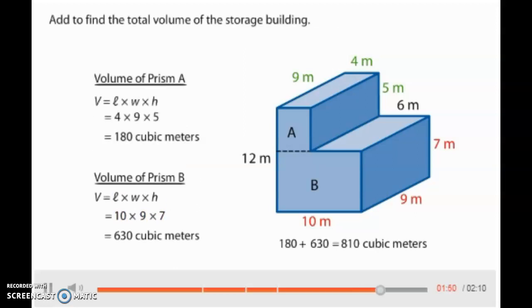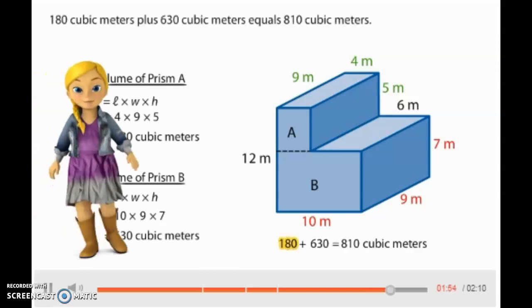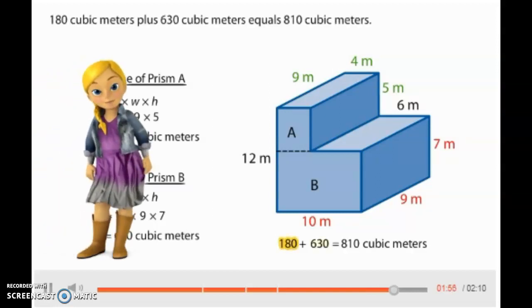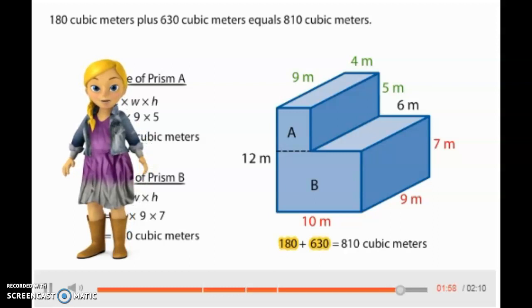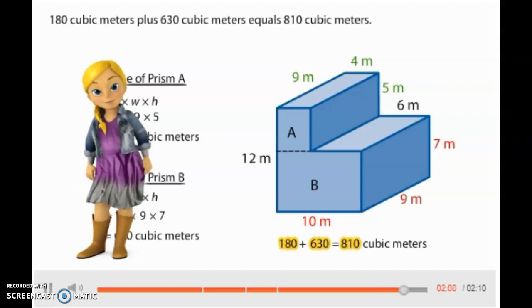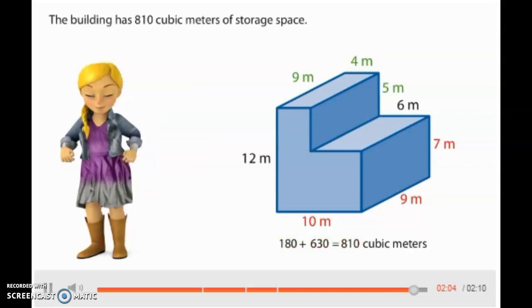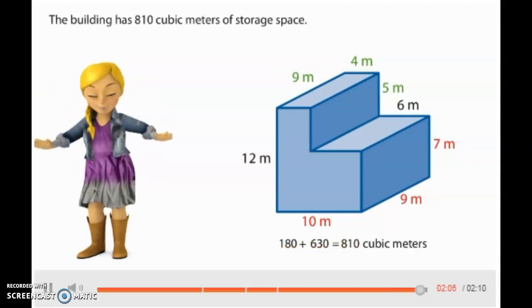Add to find the total volume of the storage building. 180 cubic meters plus 630 cubic meters equals 810 cubic meters. The building has 810 cubic meters of storage space.